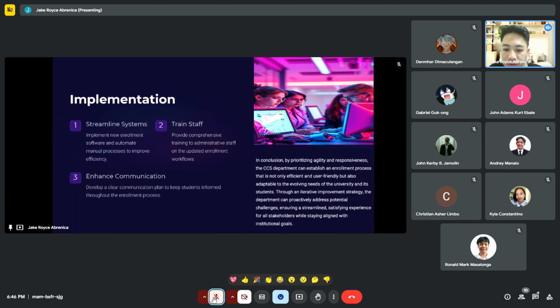And in our conclusion, by prioritizing agility and responsiveness of the CCS department, we can establish an enrollment process that is not only effective, efficient, and user-friendly but also adaptable to the evolving needs of the university and its students. Through an iterative improvement strategy, the department can proactively address potential challenges, ensuring a streamlined, satisfying experience for all stakeholders, while staying aligned with institutional goals.